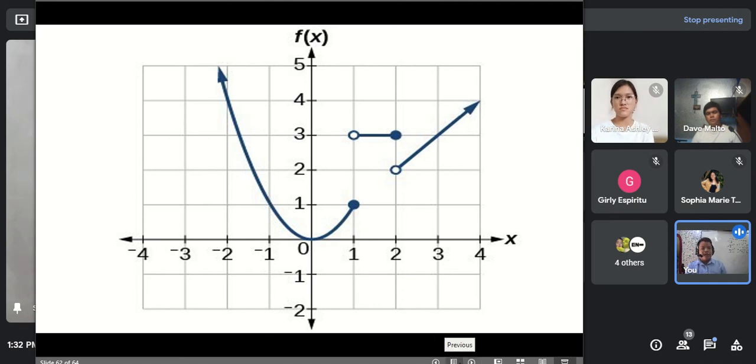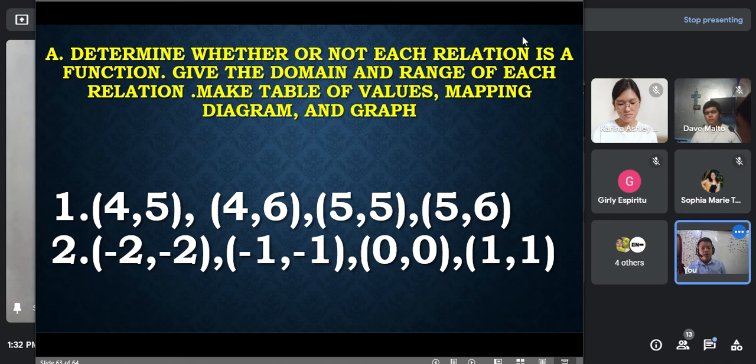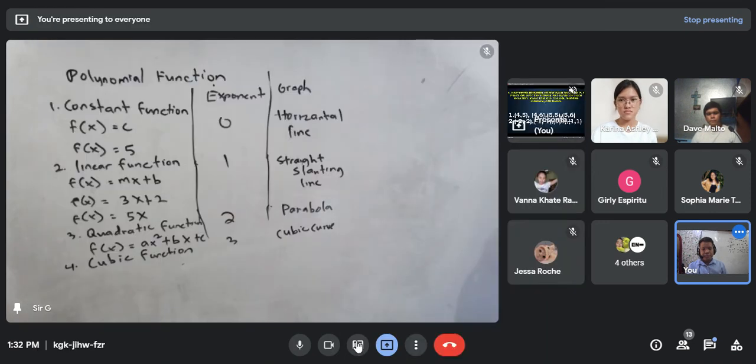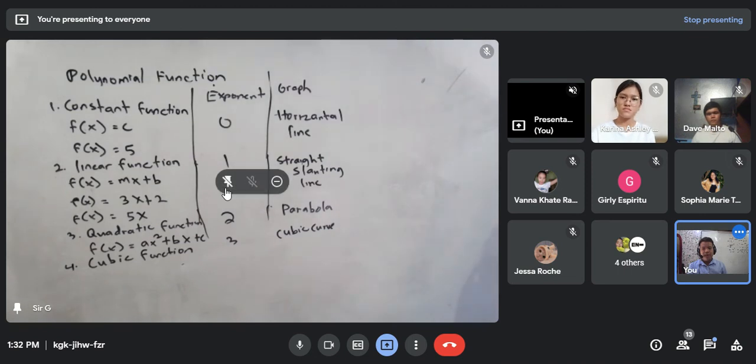Tanong. So, later magbibigay ako sa Google Form yung sagutan. Ipapasa po ito until Thursday ng umaga. Identifying polynomial function lang naman. Sabihin nyo kung constant, linear, quadratic, or cubic. So ngayon, unpresent ko lang to. May tanong po ba? Hello, tanong. May katanungan po ba? Wala pa naman.